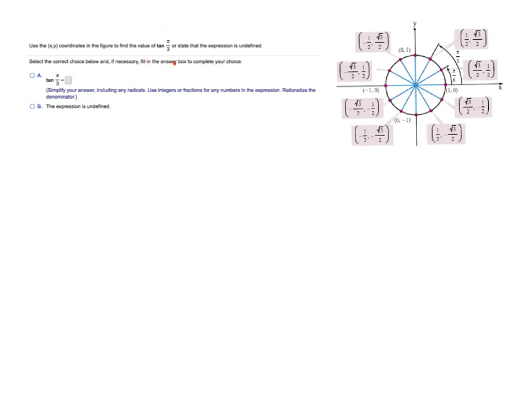We are asked to find tangent of pi over 3 or state if the expression is undefined. To begin this problem, I'd like to note that if you take tangent of a given angle theta, the definition is the y value divided by the x value, where the x and y values come from coordinates on the unit circle. So if you can locate where pi over 3 is on this unit circle, and then divide the corresponding y and x coordinates, that will be our answer.